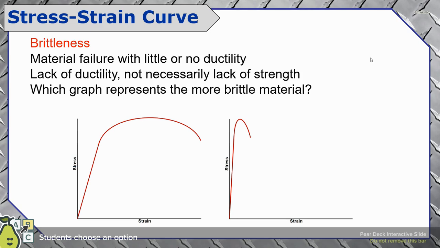Which of these graphs represents the more brittle material? The graph on the right shows the more brittle material. The graph on the left shows a more ductile material. In the ductile example, we see a lot of deformation in the plastic region of the curve, where in the brittle example, fracture occurs very shortly after we reach our ultimate strength.